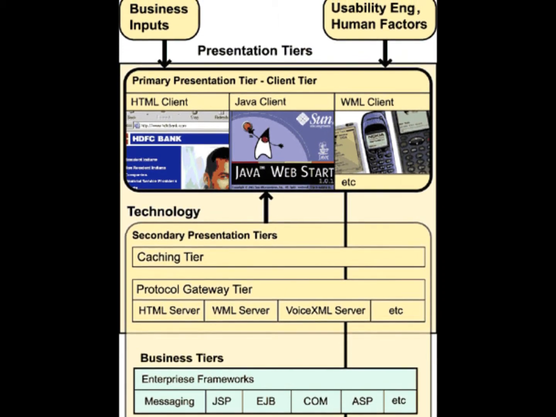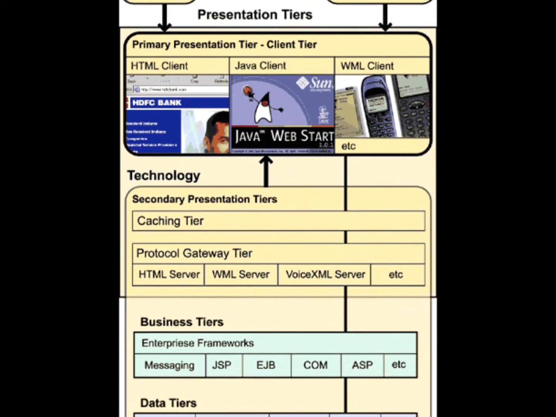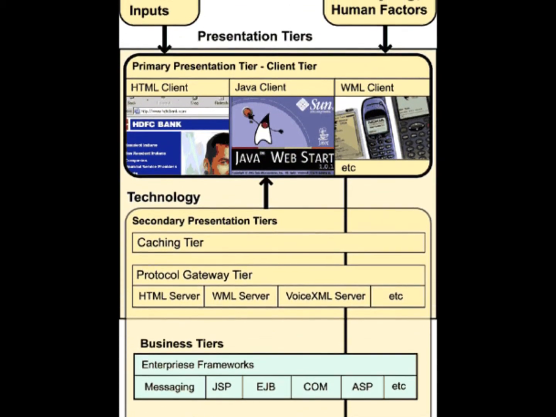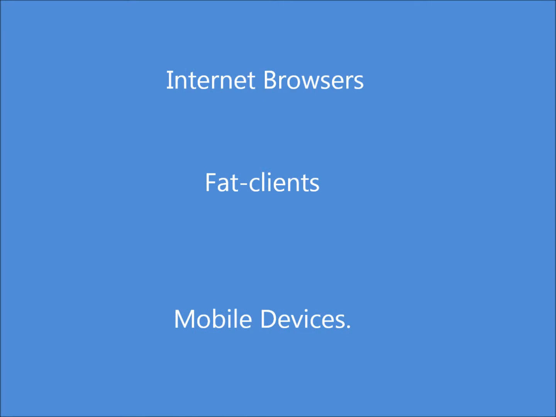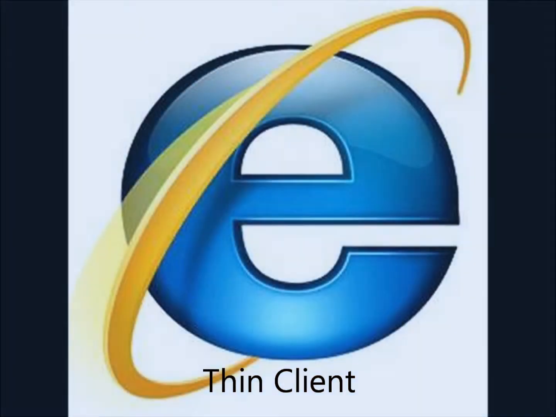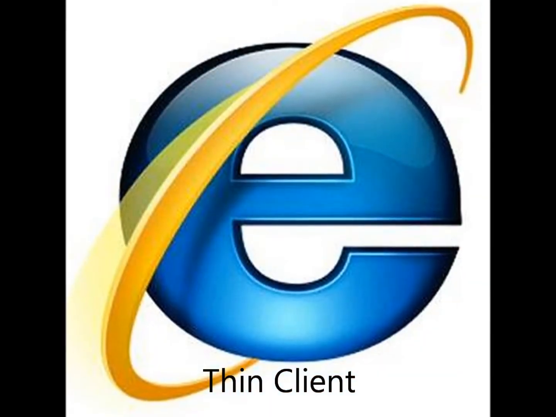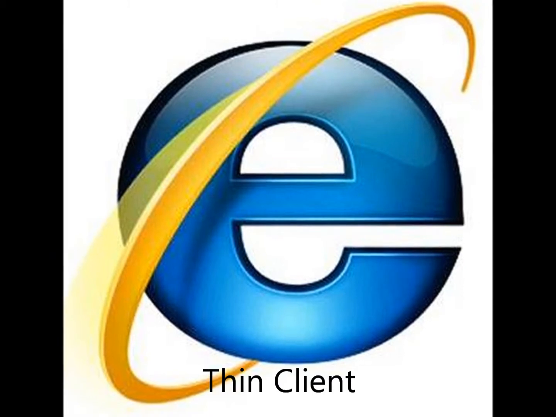As I said before, technology advancements happen at such a rate that the need exists for many client options. In the interest of time, I will categorize them into three basic groups: internet browsers, fat clients, and mobile devices. I'll bet you didn't know that your Internet Explorer was called a thin client.